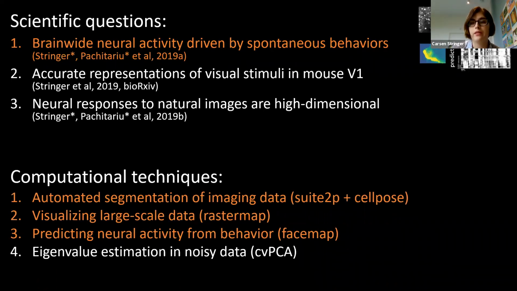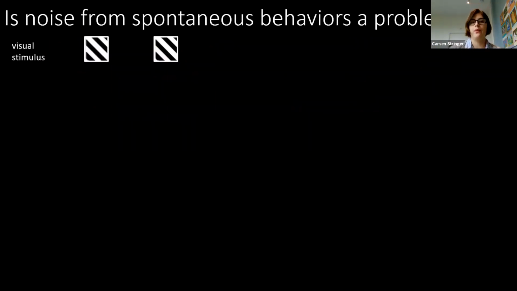And now we're going to ask this question. There are these patterns of activity in visual cortex in response to behaviors. Are they going to impair the mouse's ability to also see things in the world? Because the visual cortex is also used for seeing things. So we're going to see if this noise from spontaneous behaviors impairs visual coding, and the short answer is no.